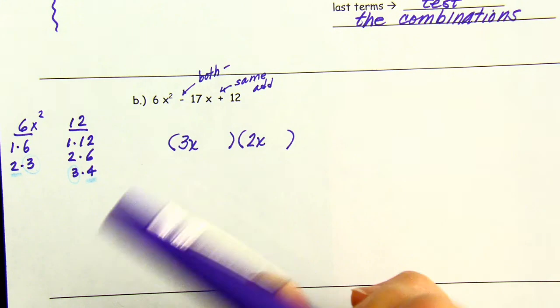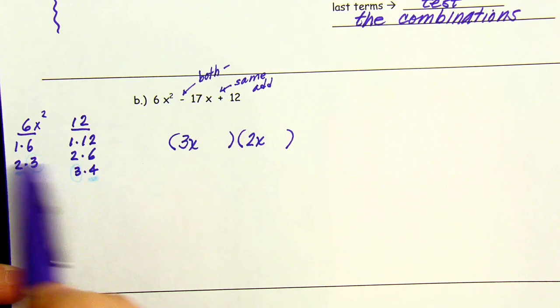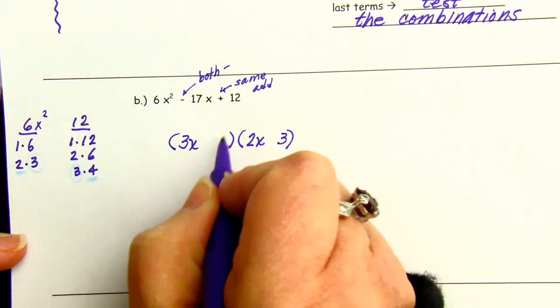It's just what I do. I don't know. Then I just say to myself, what did I multiply 3 by? Well, if you underline and circle these, you're going to see it. So the 3 has to go here, and the 4 has to go here. And now you check it.